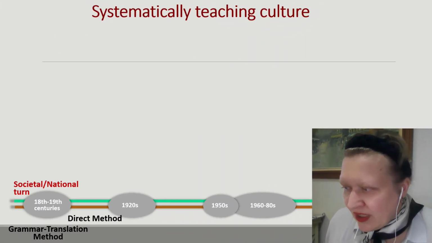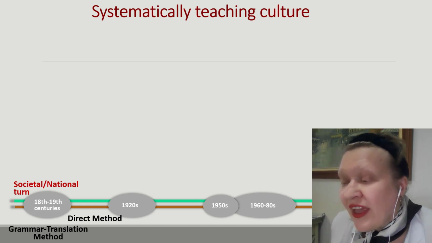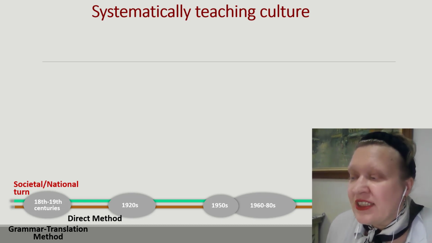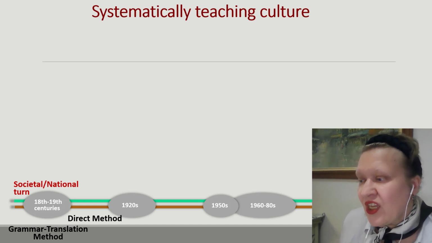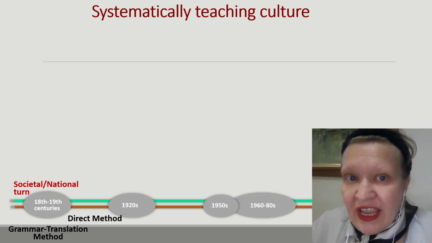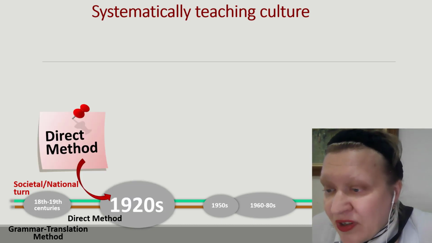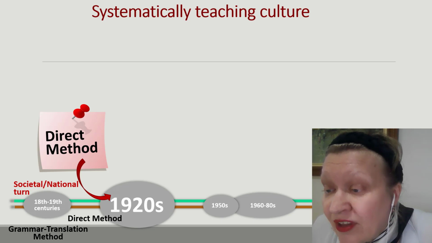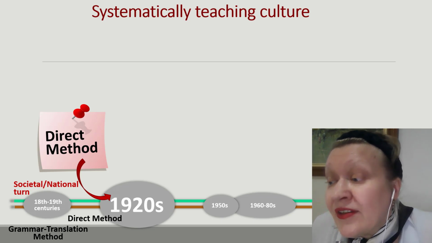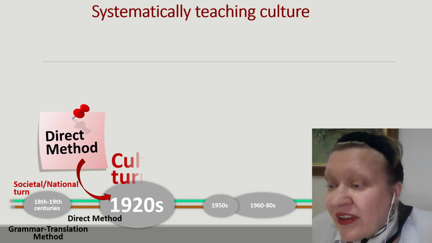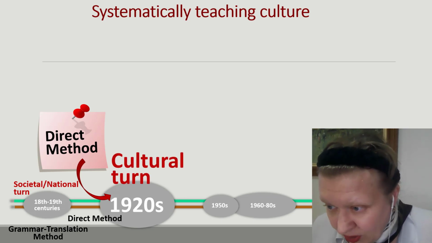From the previous unit, we have learned how the idea of systematically teaching culture has been established in second language education. It originally took the form of an object-oriented approach. It happened at the turn of the 19th and 20th centuries in connection with the age of the direct method and reform movement in Europe and the USA. We call this period the cultural turn in second language education.